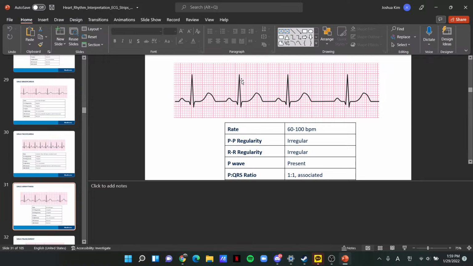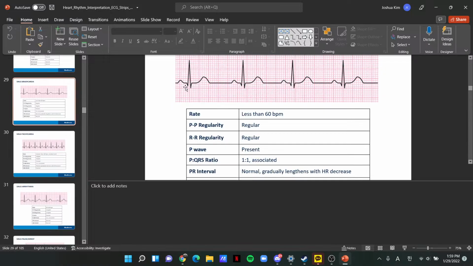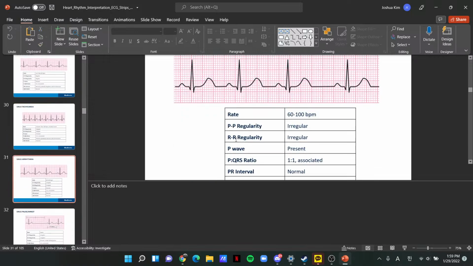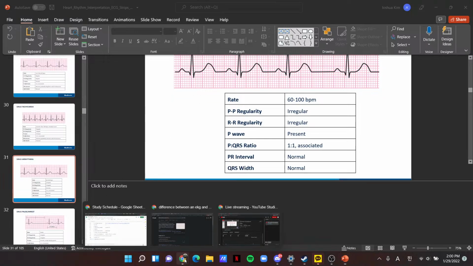3, 4, and 2. RR regular is definitely different. P location. P to P is also very regular. Four of these, the P's appeared. What is a regular P on it?